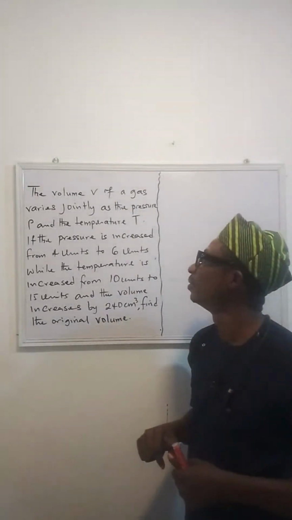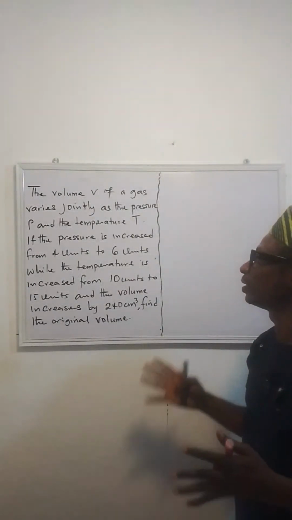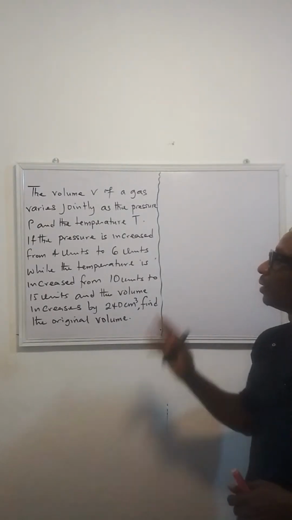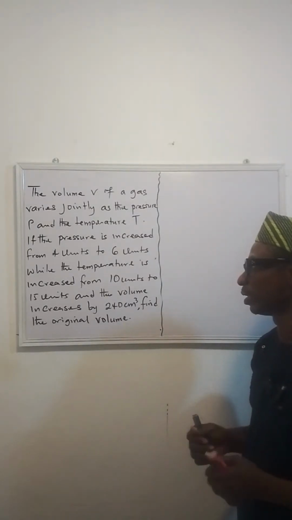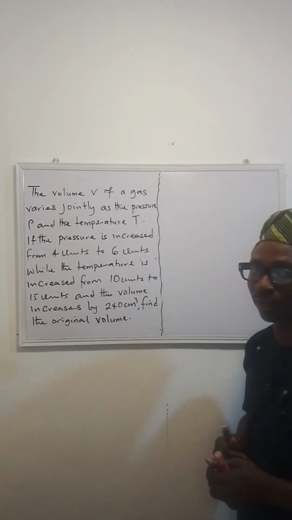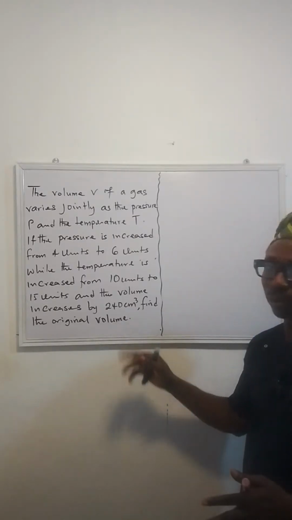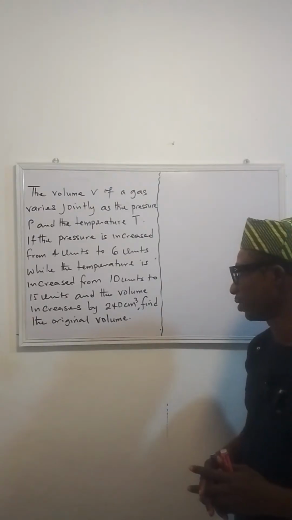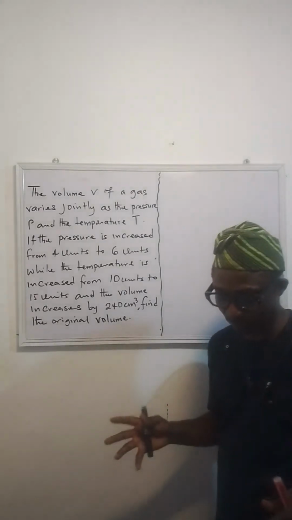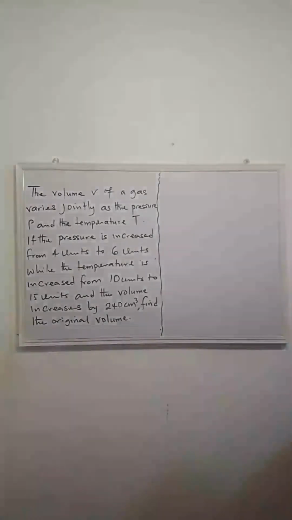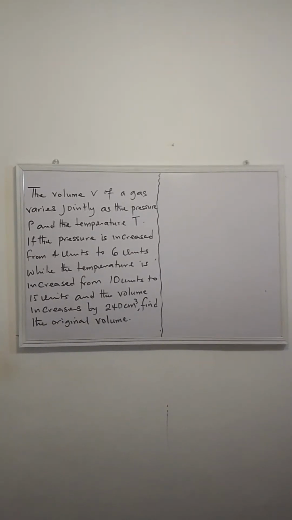Now, the volume V of a gas varies jointly as the pressure P and the temperature T. The pressure is increased from 4 units to 6 units, while the temperature is increased from 10 units to 15 units, and the volume increases by 240 centimeter cube. Now find the original volume. So how do we solve this problem? Okay, so I want us to look at this problem. Let's see how we solve it.